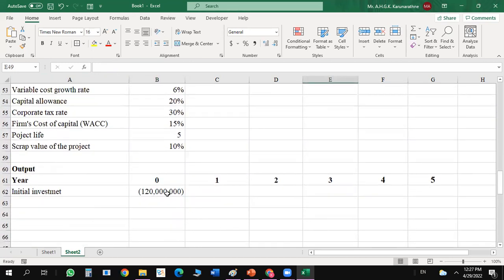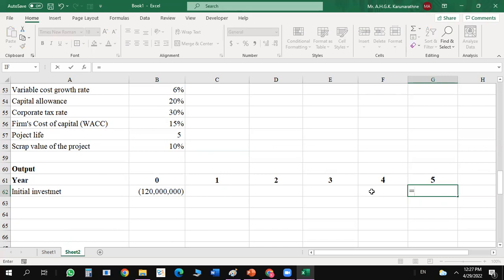And it is said this investment will be realized at the end of the project as scrap. So this is the capital investment you made at the beginning, and scrap value means the value at which you are supposed to dispose of your investment at the end of the project. It is said 10% from the initial investment.